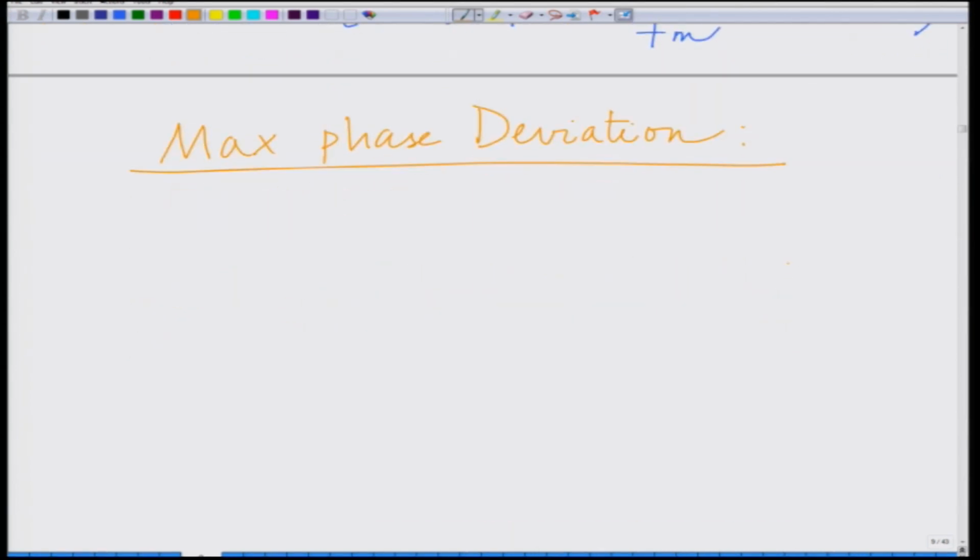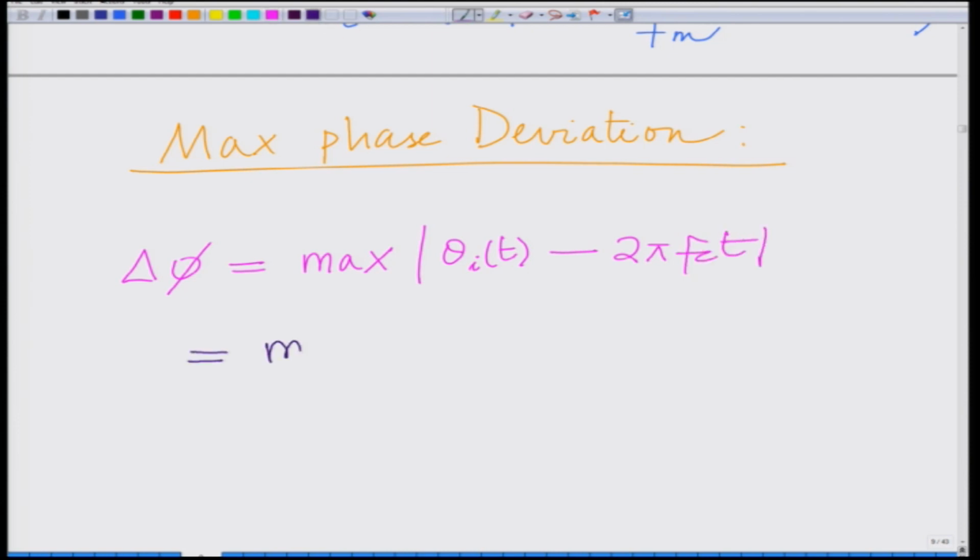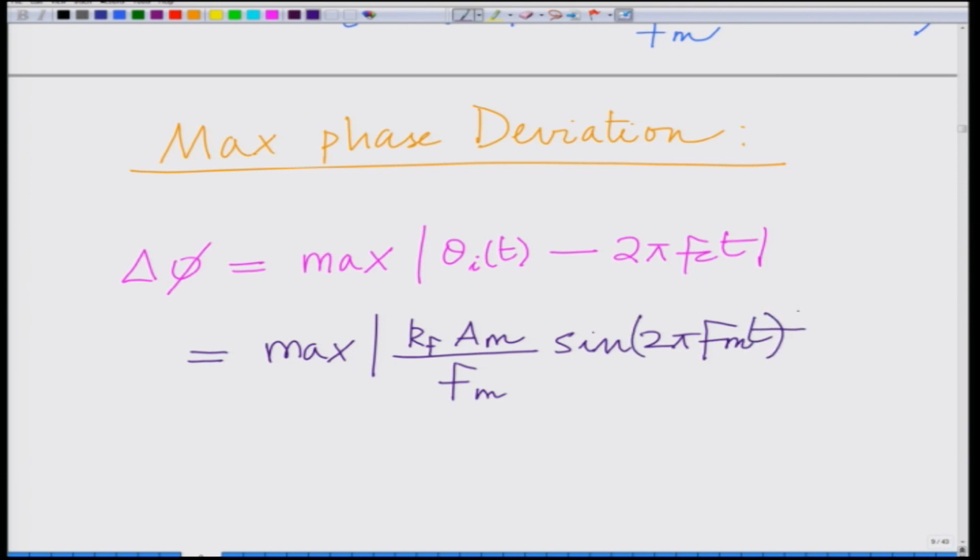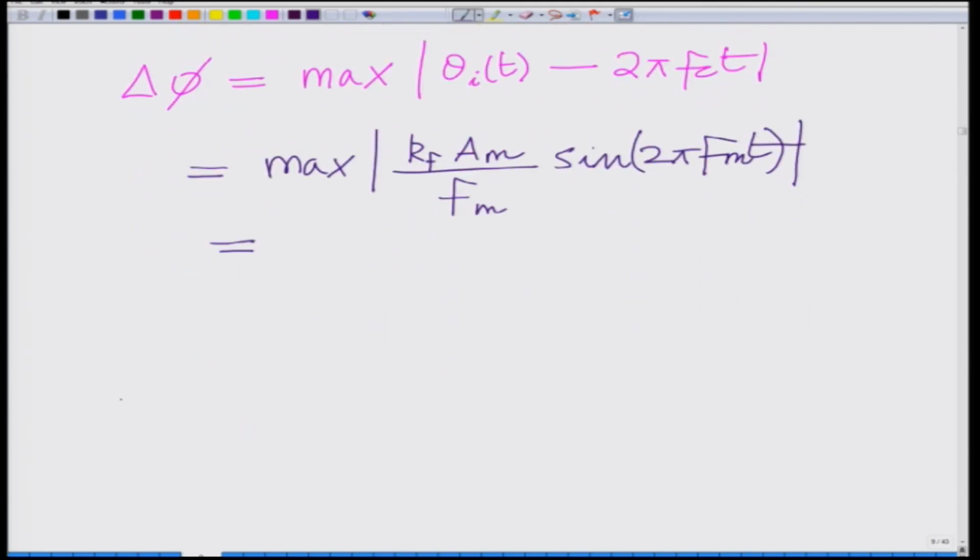The maximum phase deviation will be delta phi, the maximum of theta i(t) minus 2 pi fc t, which is the maximum of, well, you can see, kf am by fm sin 2 pi fm t, which is equal to kf am by fm, which is again equal to, you can see this is nothing but your modulation index beta.